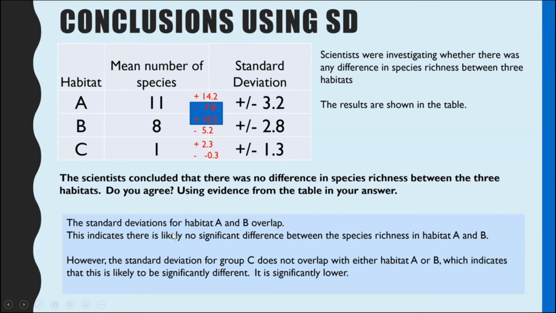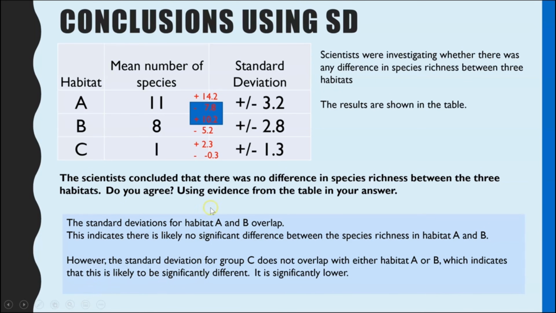So what that tells us then is the standard deviations for A and B overlap. So that's the way you phrase it. There is an overlap. Then you have to say what that indicates. So that indicates there's likely to be no significant difference between species richness in habitat A and B. So that is our supporting evidence.